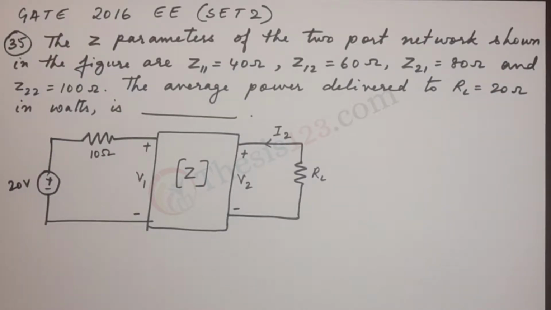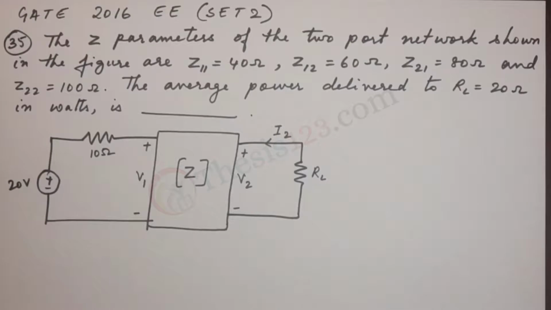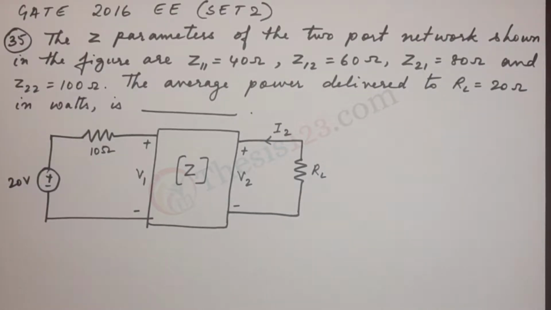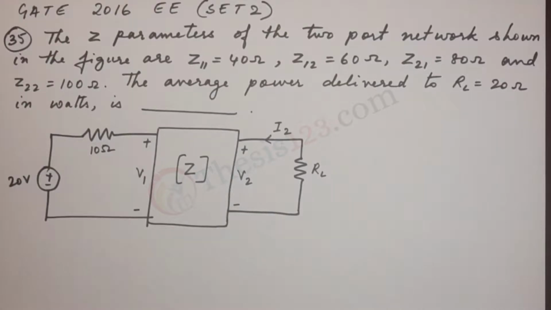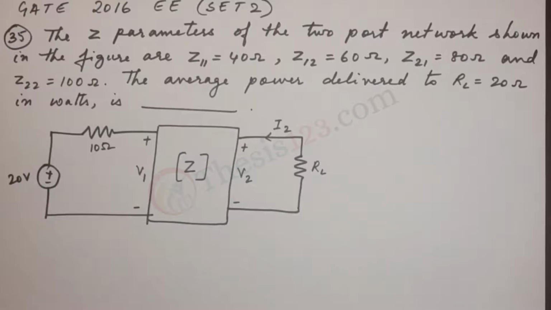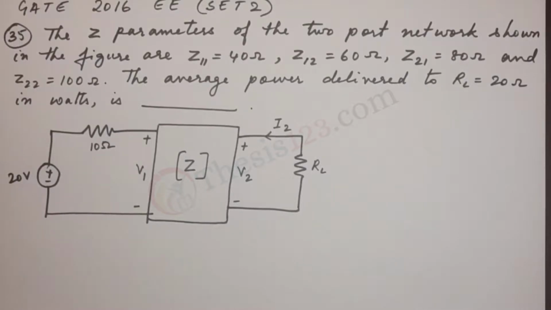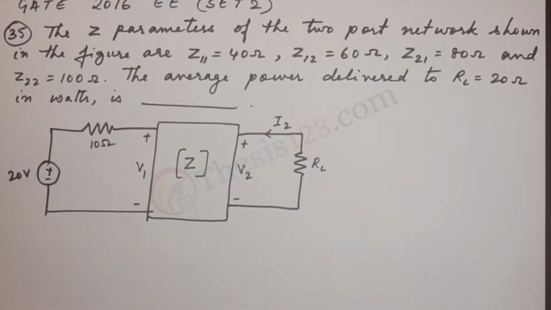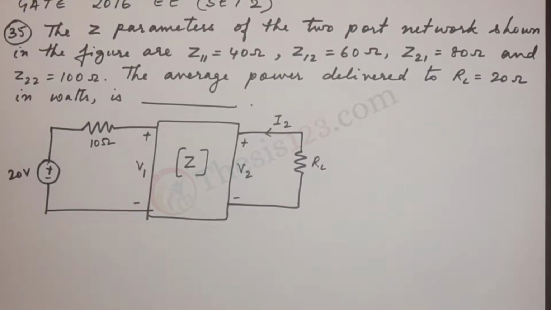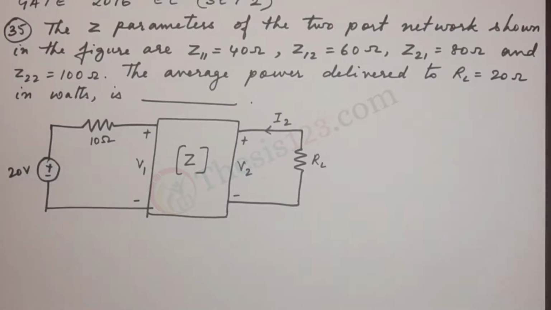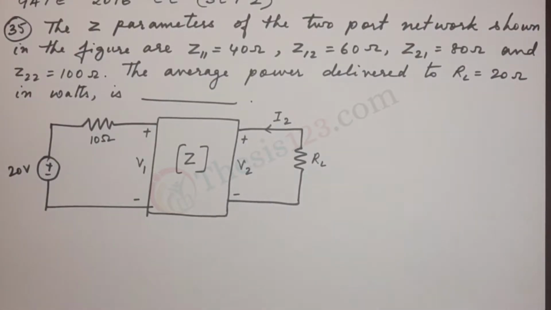Here's the next question, number 35. The Z parameters of the two-port network shown in the figure are Z11 is equal to 40 ohms, Z12 is 60 ohms, Z21 is 80 ohms, and Z22 is 100 ohms. The average power delivered to RL is equal to 20 ohms in watts is dash. Okay, so this is again not a multiple choice question.